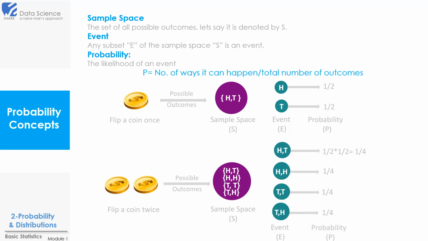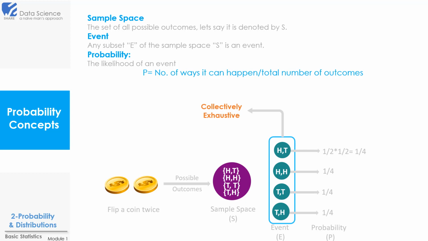Now an event would be its subset, which could be head tail, or head head, or tail tail, or tail head. And the probability will be given as follows. Let's say for the event head tail, it would be 1 by 2 into 1 by 2 is equal to 1 by 4. Because in each flip, event in favor would be 1 and total events would be 2. And we have flipped the coin twice. So it will get multiplied. So that is what sample space, event and probability are.